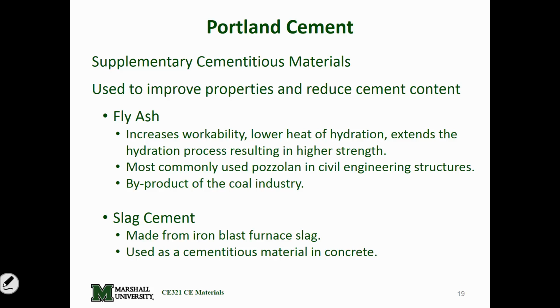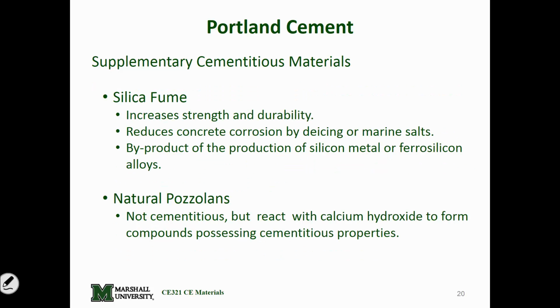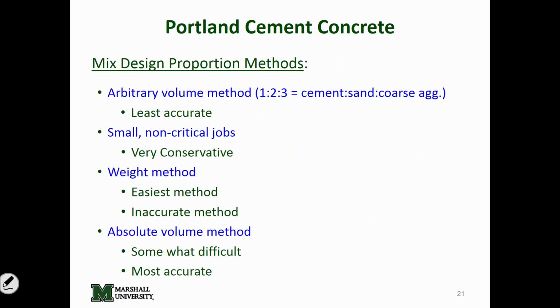So both of these, and a lot of concretes will have these in there to help make the concrete more economical, keep it a little cooler, and have the same result, the same compressive strength when you're done. Silica fume comes off the coal production process. There's other natural materials out there that you can put in there as well. They all can replace the cement, which is your most expensive component. Anytime you can replace that and still have the same product at the end, you want to do it.